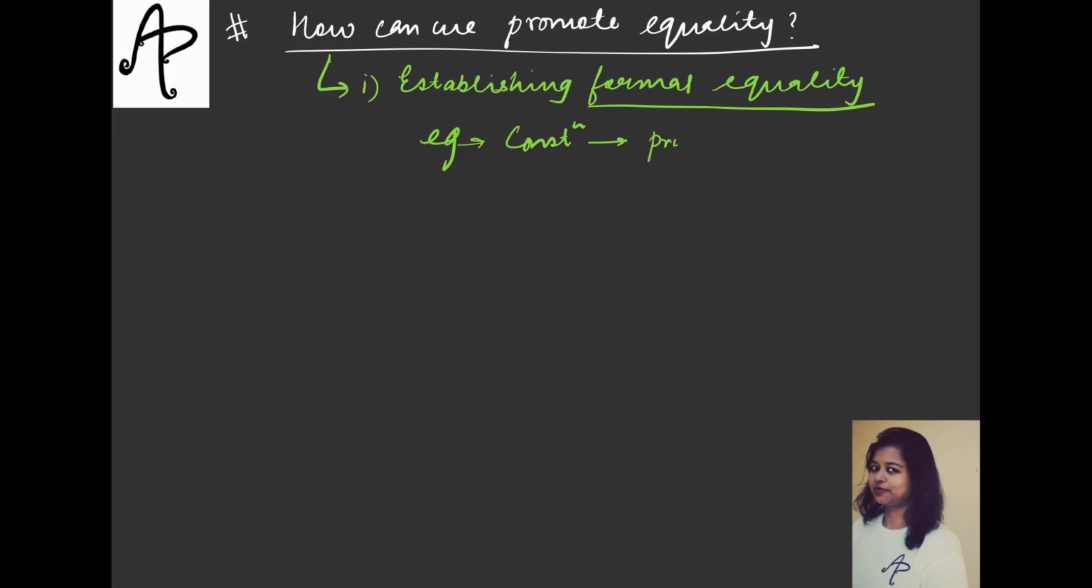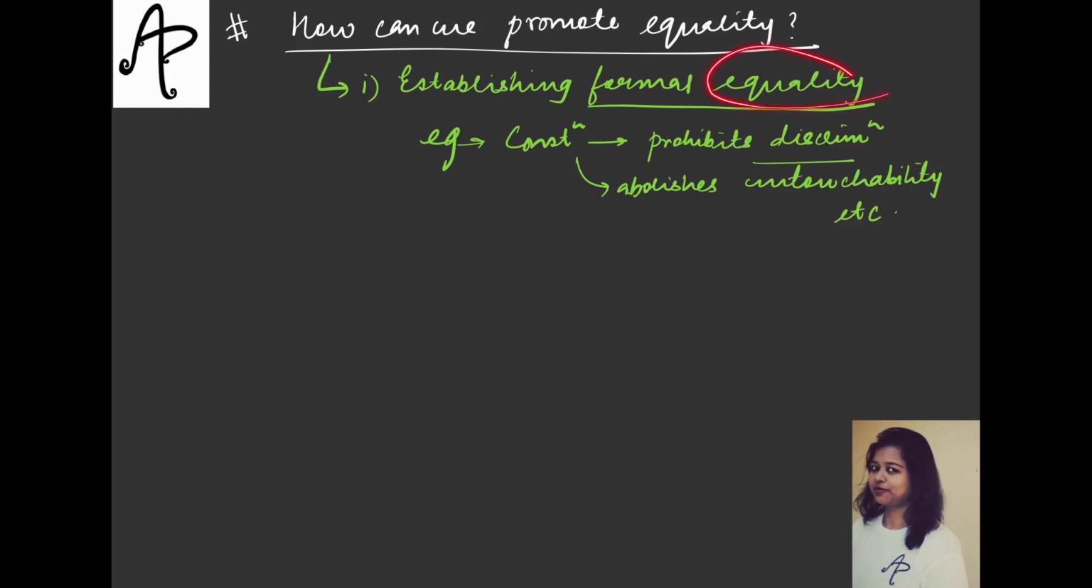Let's say it prohibits discrimination. You will read the next couple of articles, so you will understand this. It prohibits discrimination on the basis of, let's say, religion, race, caste, sex, place of birth, etc. Then it also abolishes untouchability, etc. So these are the things where you have to take a formal step to ensure equality and do away with the formal, unequal or discriminatory systems.